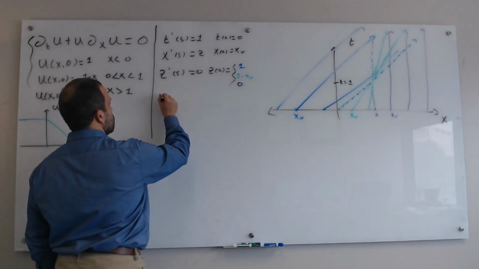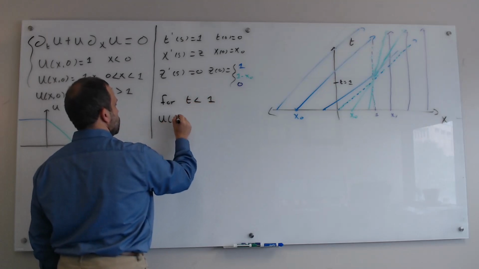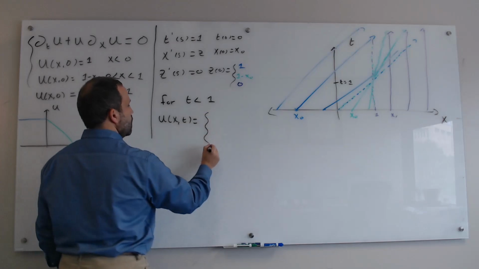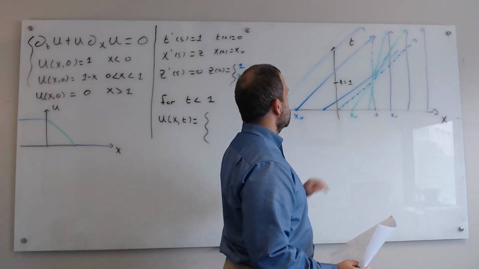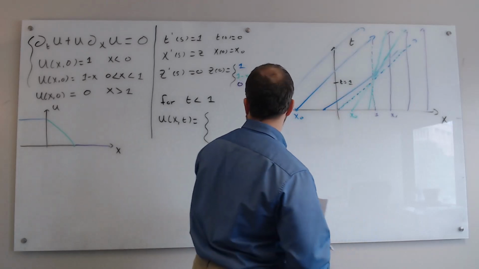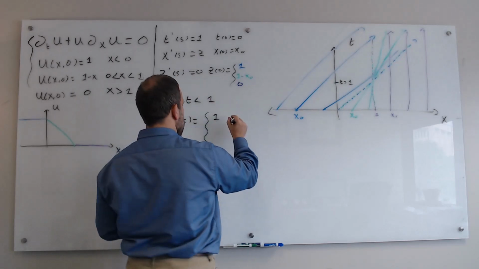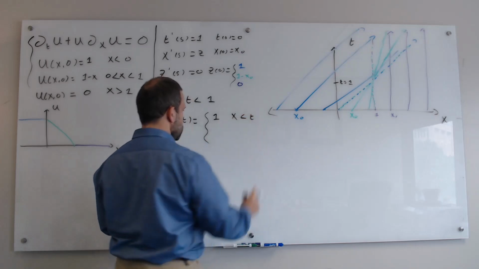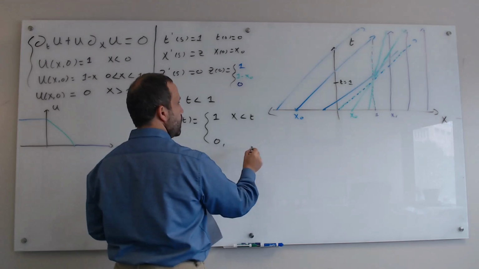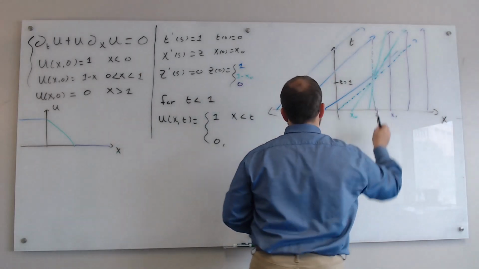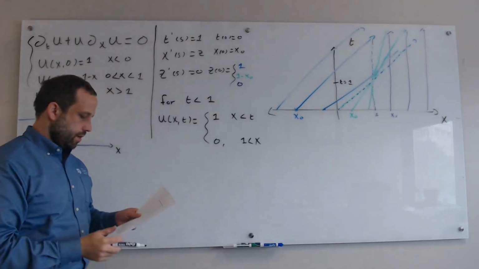So for t less than 1, well, what is u going to be? If we're over here in the blue characteristics, so this line right here is t equal to x, the solution is equal to 1, and this is going to be for t bigger than x, or x less than t. And if we're in the purple characteristics, the solution is going to be 0, and this line right here is x equal to 1, and so this is going to be for x bigger than 1.